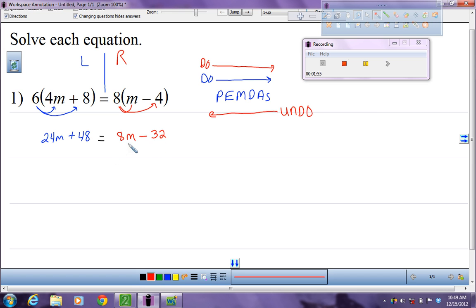And I can see that I can collect these two m's. So I'm going to transfer this m to the other side. That's doing it by adding and subtracting because I'm adding this 8m right here. So the inverse of adding would be subtracting. So I'm going to subtract the 8m. See, it's gone. It's 0 right there. On this side, it's 16m. So they subtract, right?